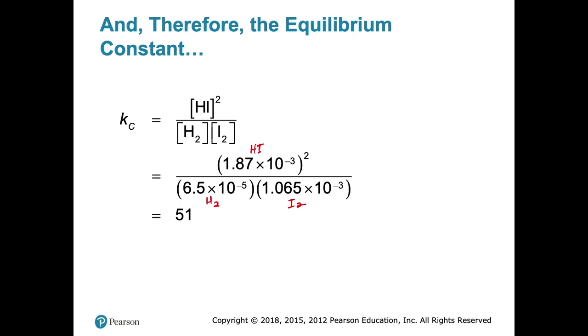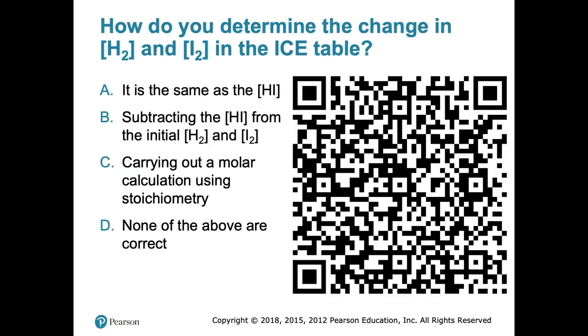All right, so here's your next question. How do you determine the change in H2 and I2 in the ICE table? It's the same as HI, by subtracting HI from the initials, by carrying out the molar concentration calculations using stoichiometry, or none of the above is correct.